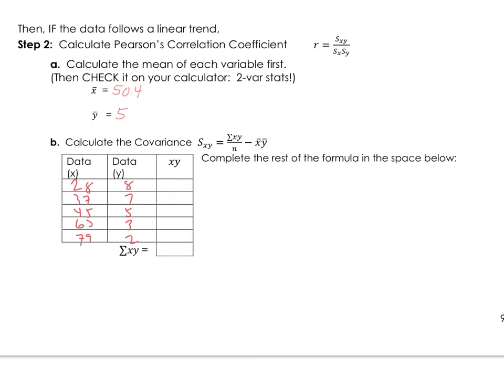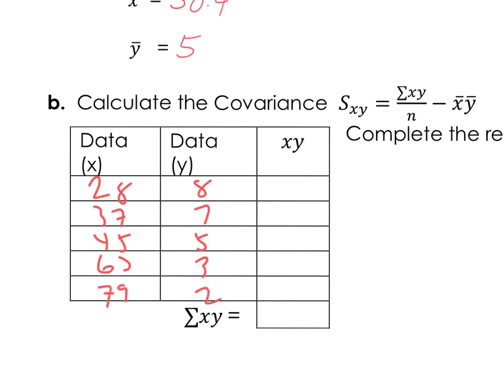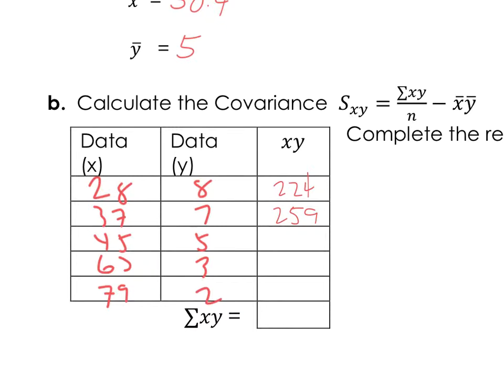So for example, 28 times 8, and I'm going to zoom in here, excuse me, works out to be 224. And then we've got 37 times 7. I know you guys can't see my calculator right now, but I have a calculator right next to the computer here that I'm working this out on. 45 times 5 is 225. And then 63 times 3 works out to be 189. And then 79 times 2, that's 158.